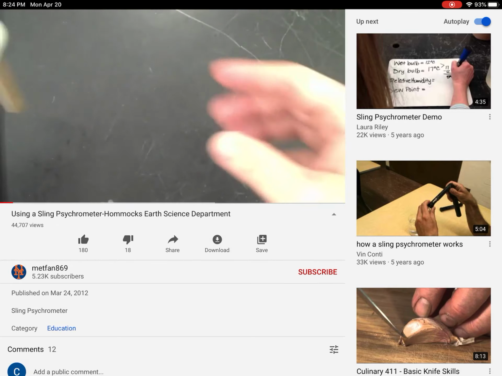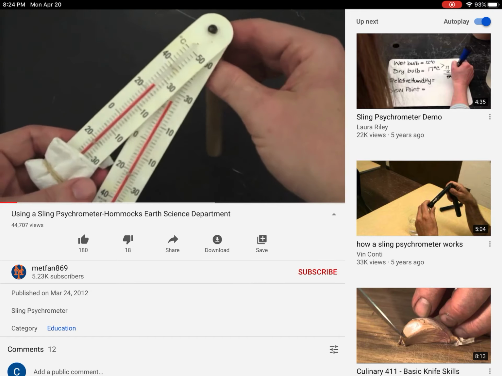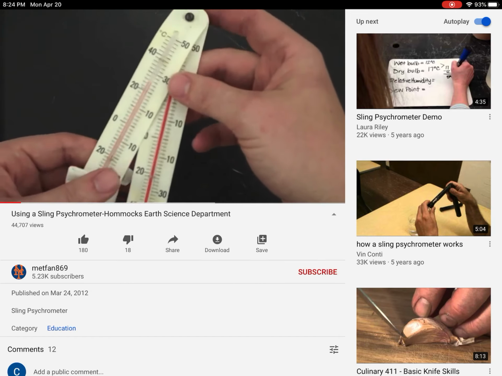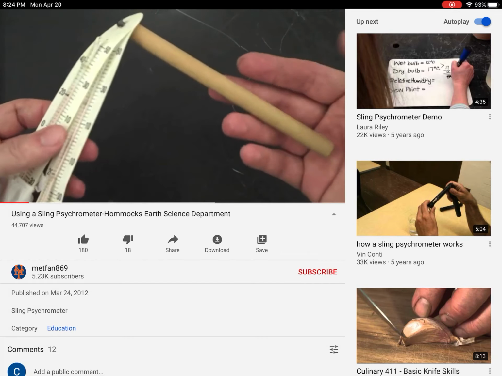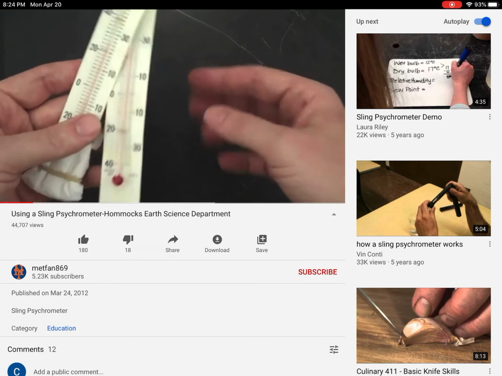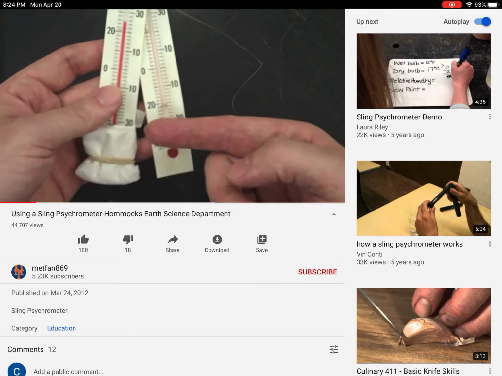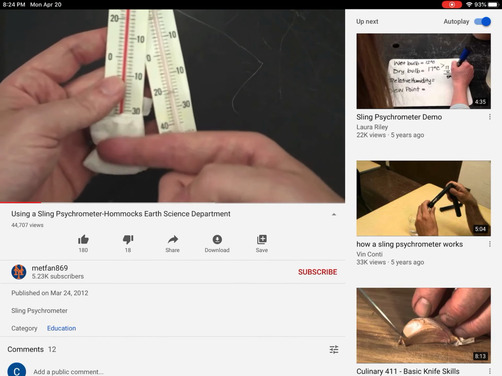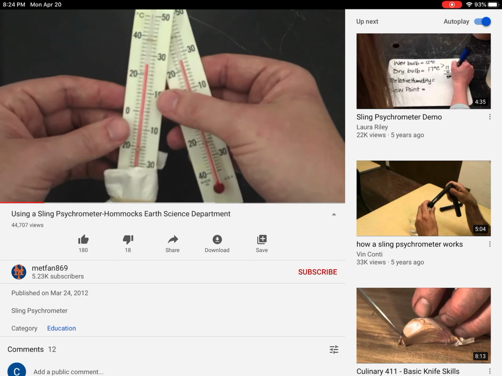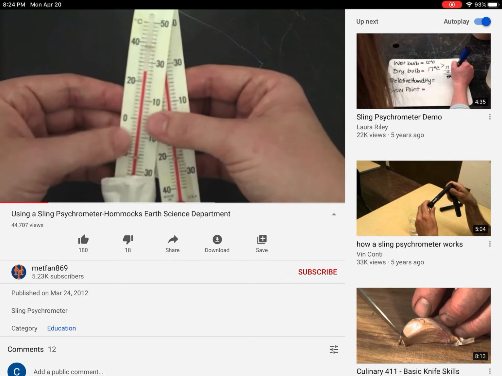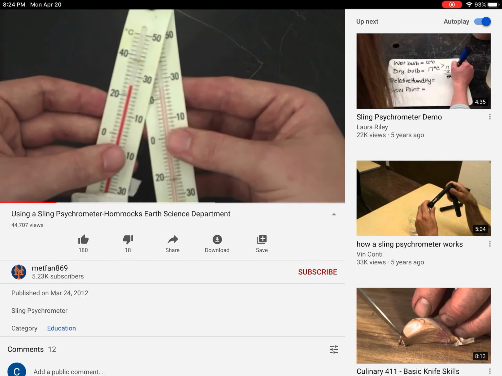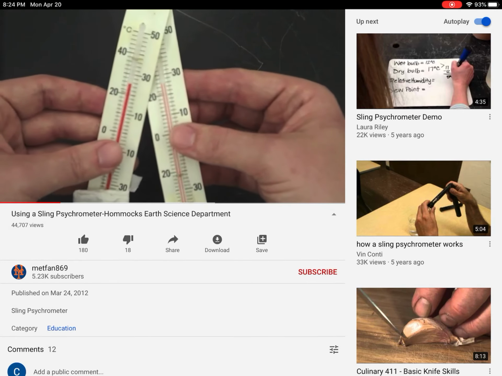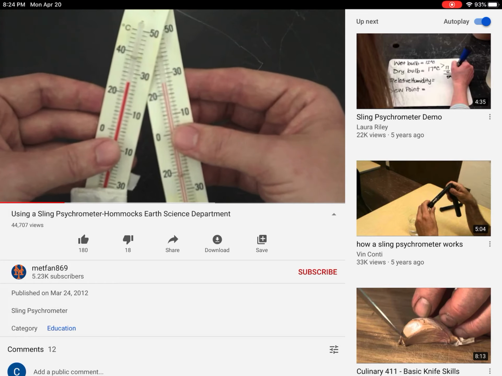So today I want to show you how to use a Sling psychrometer and how to determine relative humidity and dew point. So Sling psychrometer is an instrument that meteorologists use. There are basically 2 thermometers. One's called the dry bulb. One's called the wet bulb. You notice that there's a sock at the end of the wet bulb thermometer. We want to figure out how much moisture is in the atmosphere and how much evaporation is going to take place. Okay, you can see that both thermometers are about 25 degrees Celsius.